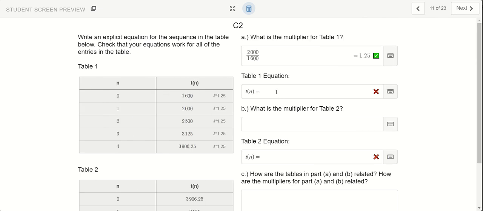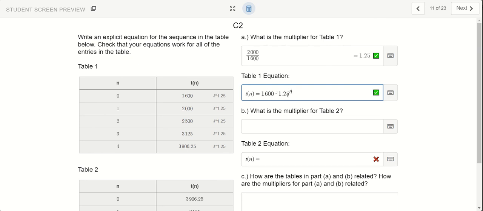Just like before, I'm starting at 1,600. I keep multiplying by 1.25. And since I keep multiplying, that's going to be an exponent of n, right? Keep multiplying by this thing over and over again.